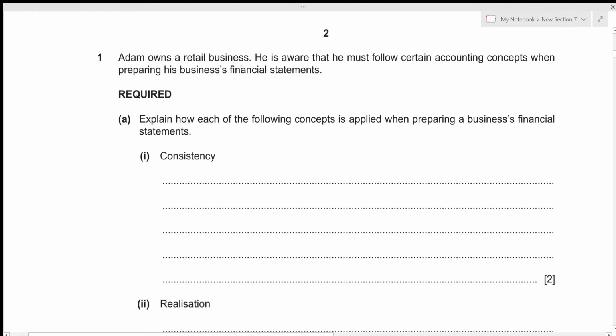Adam owns a retail business, and he is aware that he must follow certain accounting concepts when preparing his business's financial statements. So firstly, we need to explain how each of the following concepts is applied when preparing a business's financial statements. So the first principle is consistency. We know that the consistency principle requires the business to stick with and follow an accounting method or policy consistently throughout the accounting periods. So we cannot switch up the accounting policies from one accounting period to another. We have to use and apply the same accounting policies. And this is done so that valid comparisons can be made of the figures in different accounting periods. So let's write that down.